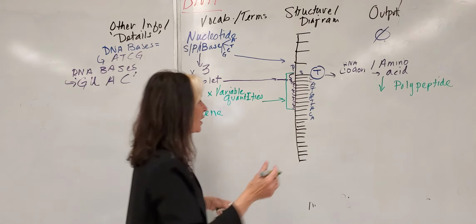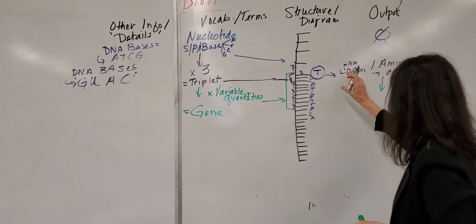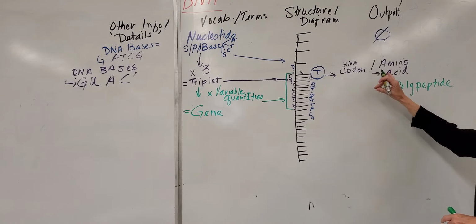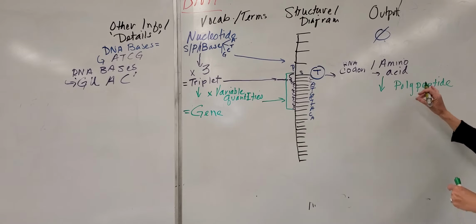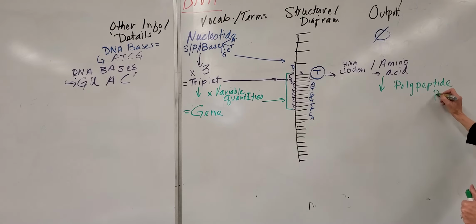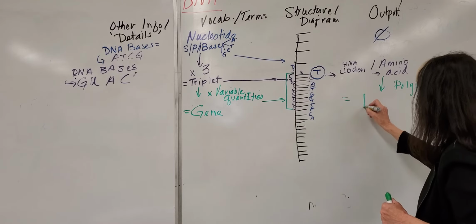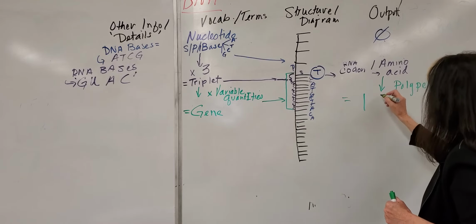So here we've got it here. These all get redone into the codons. So multiple amino acids, or a polypeptide chain, equals 1. Now we've got it, protein, right? Because protein is an output.